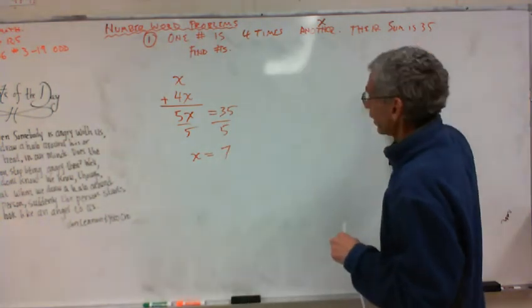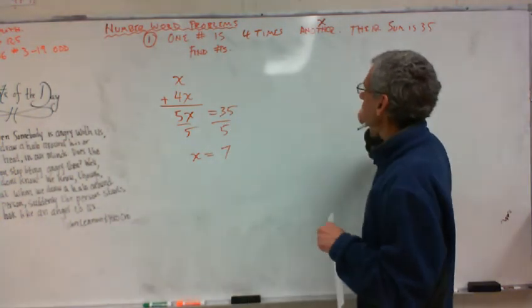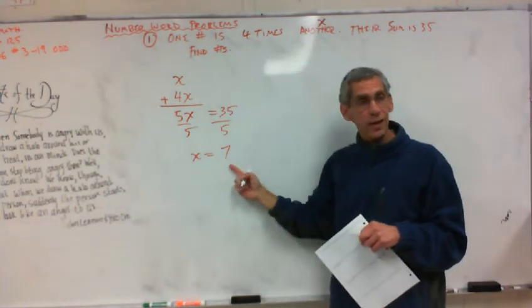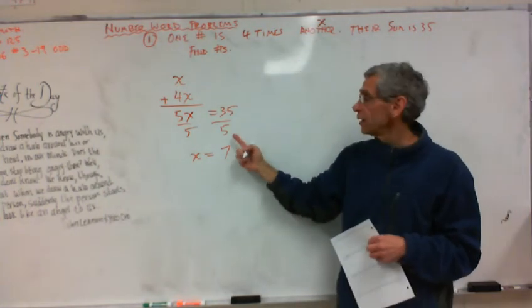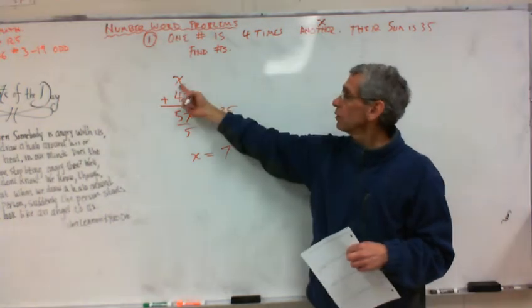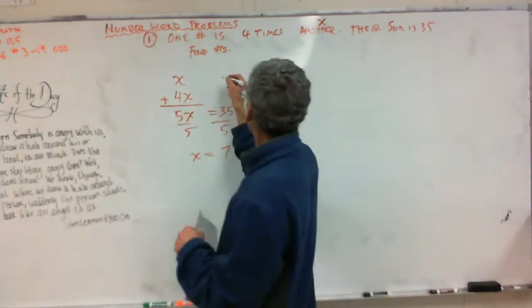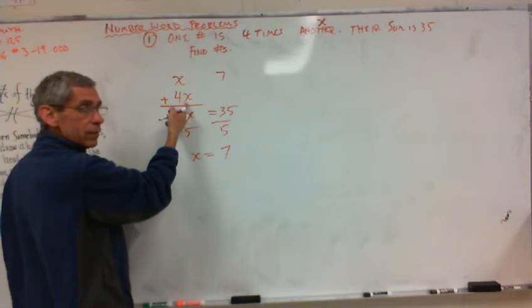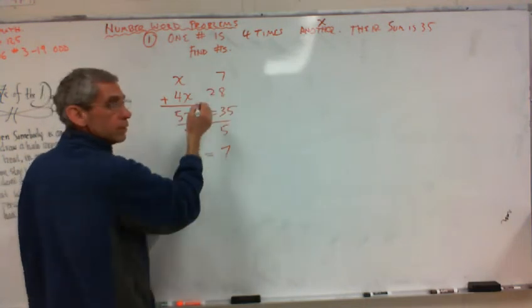Take 7 away from that, or add 4... sorry, wait a minute, it's 4 times. No, multiply. And so I can go back to this. Once I get my x equal to 7, the easiest thing to do is go back here. X is 7. So that x becomes 7. So one number is 7. The other is 4 times 7: 28. 28, right?